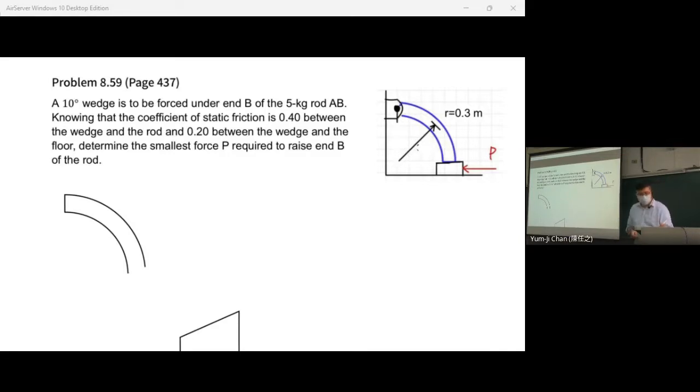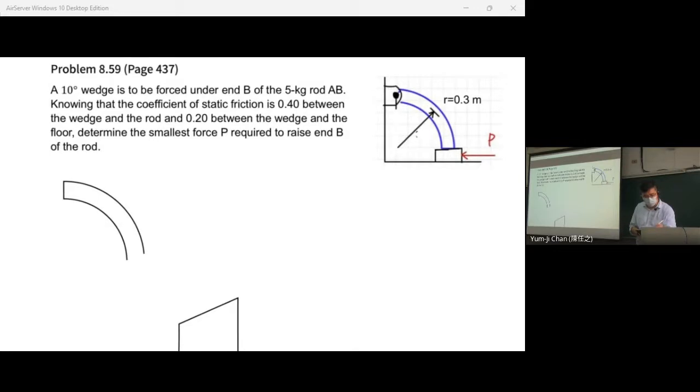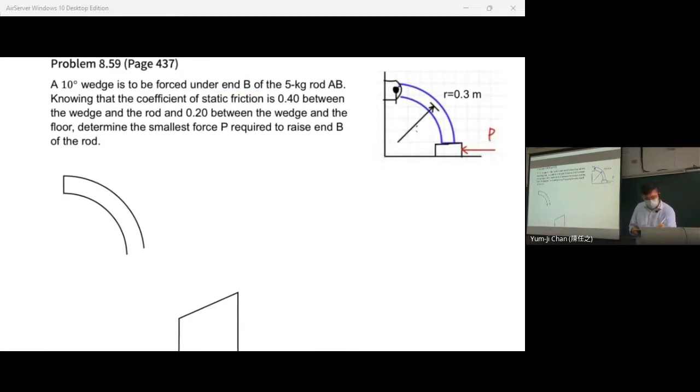Now a 10-degree wedge is to be forced under end B of the 5 kilogram rod AB. B is here. Knowing that the coefficient of static friction is 0.4 between the wedge and the rod and 0.2 between the wedge and the floor, determine the force required to raise end B of the rod.